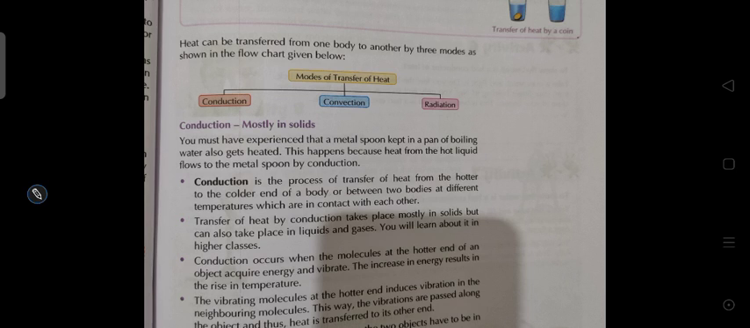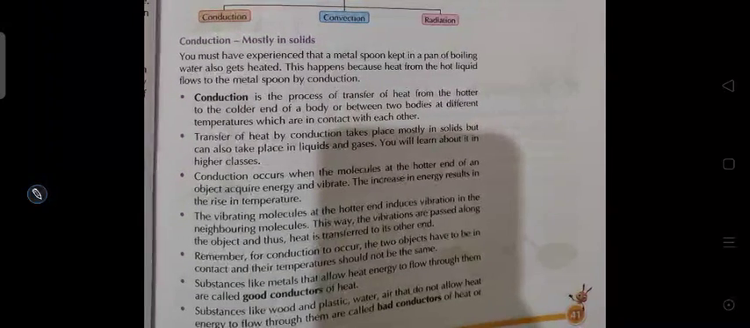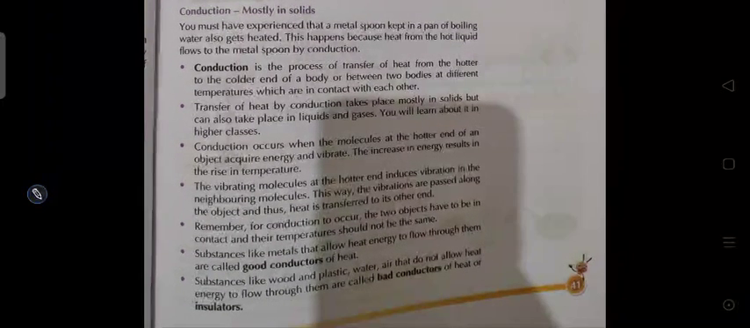Students, in the last video we discussed heat and the thermometer, and we started the methods by which heat can transfer from one region to another. So in the series of transferring of heat, we started the conduction process, in which I told you that conduction mostly takes place in solids, but sometimes it takes place in liquids and gases, which we will discuss in higher classes.